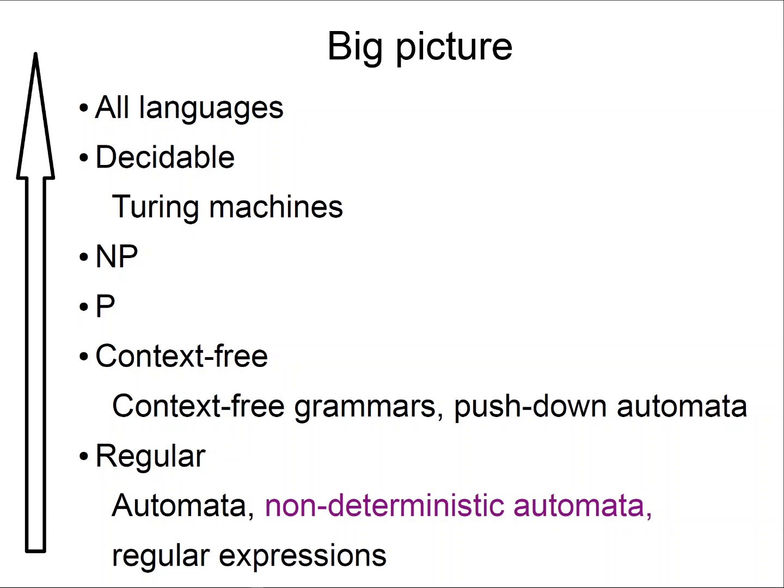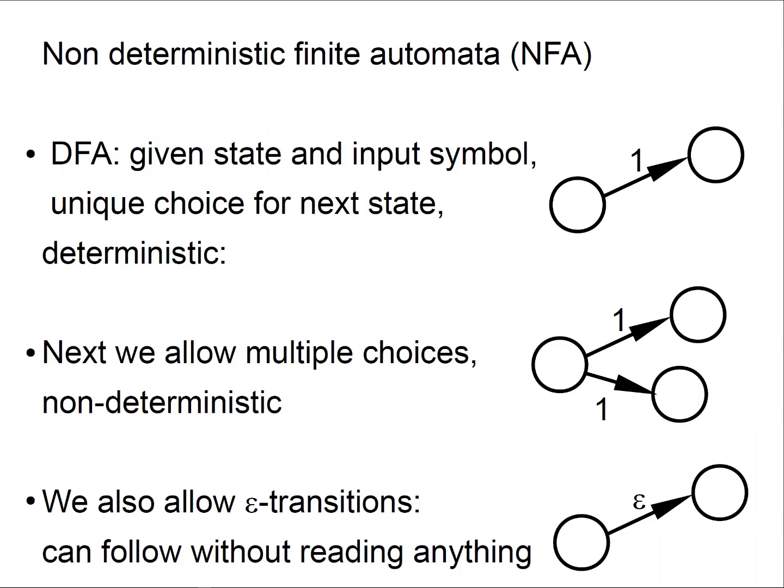We are now starting with non-deterministic finite automata. Non-deterministic finite automata are abbreviated NFA. N is for non-deterministic, and like before, F is for finite and A is for automata. So what are the differences with standard DFAs?